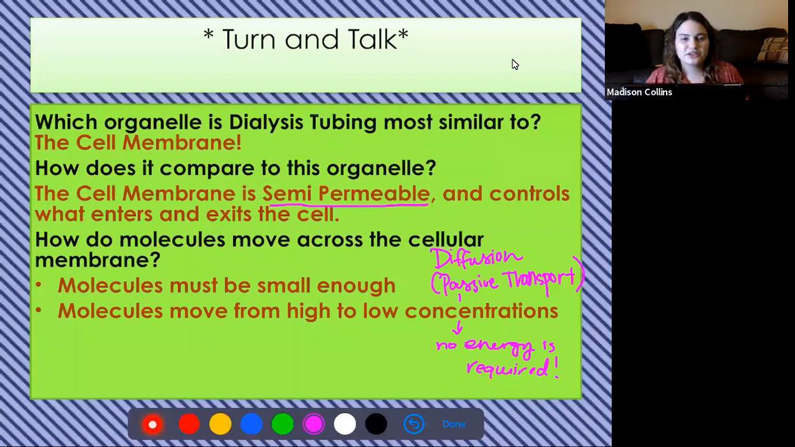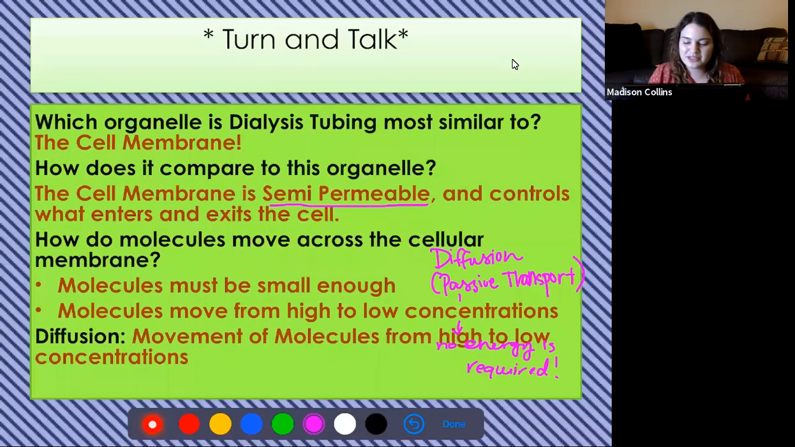And finally, I want you guys to write down, oh no, I've covered up my definition. I want you to write down the definition of diffusion, and that is movement of molecules from high to low concentrations. So again, diffusion is a type of passive transport. We're going from high concentration to low concentration. So remember that slide. We're starting out high, we're sliding down, and we're finishing low.